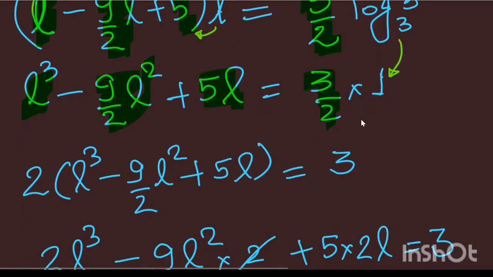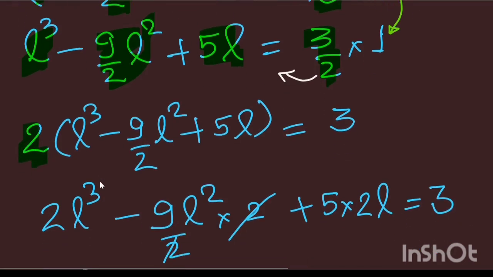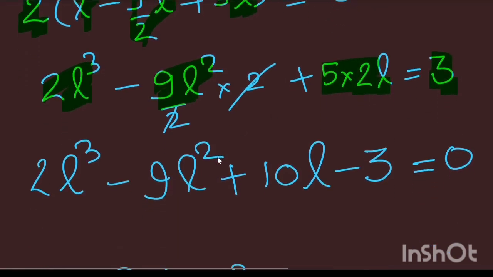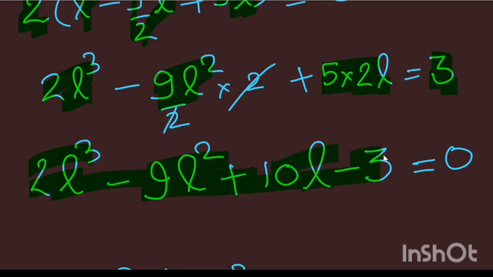Now if you cross multiply this 2 on the left hand side, it gets multiplied in the next step. L cube becomes 2L cube, 9 by 2 L square, the 2 gets cancelled, so it becomes minus 9L square. 5L after getting multiplied becomes 5 into 2L, which is 10L, and the right hand side is as it is. So we are left with this cubic: 2L cube minus 9L square plus 10L. This 3 we will take on the left hand side, it becomes minus 3 equals to 0.